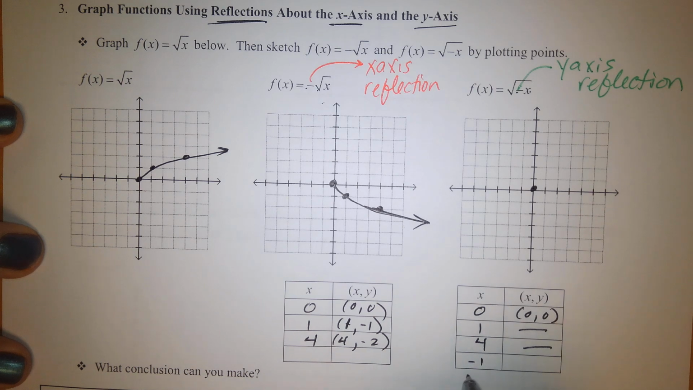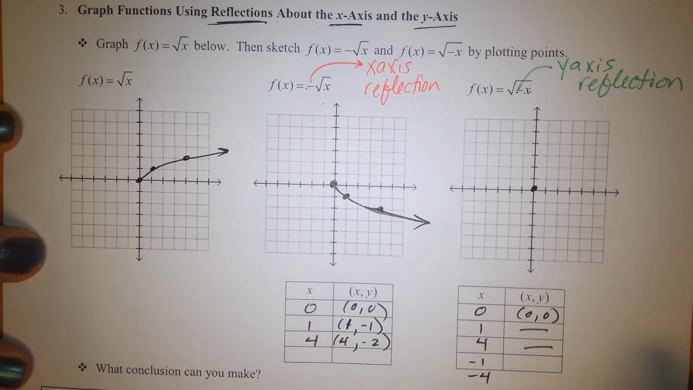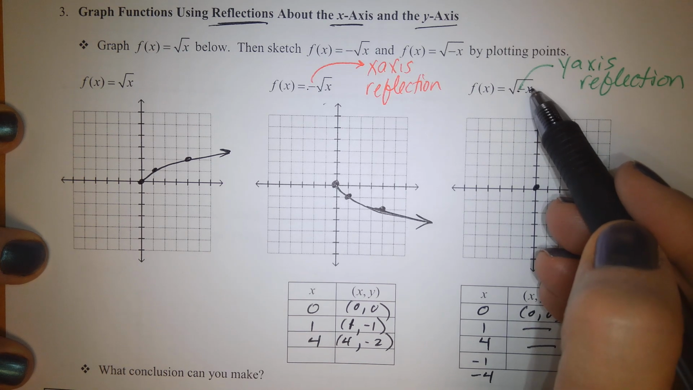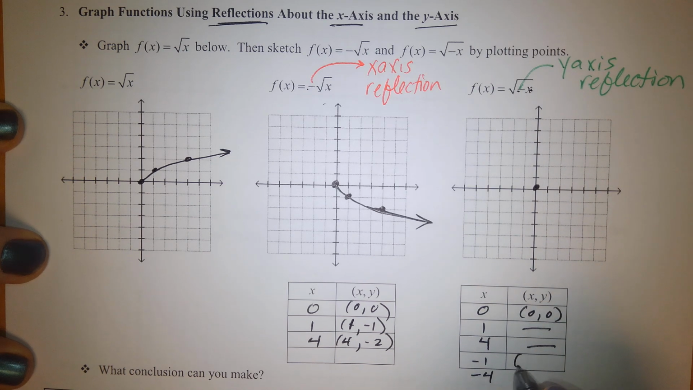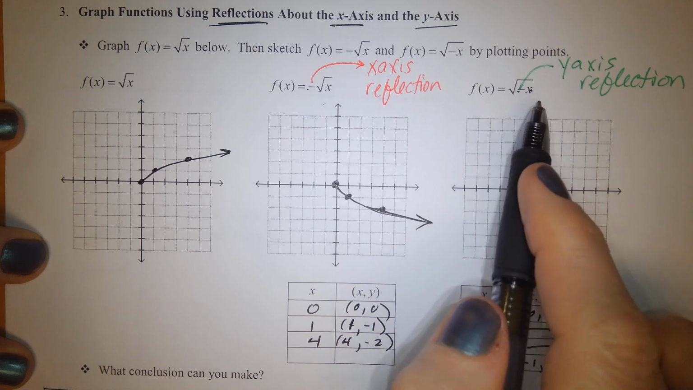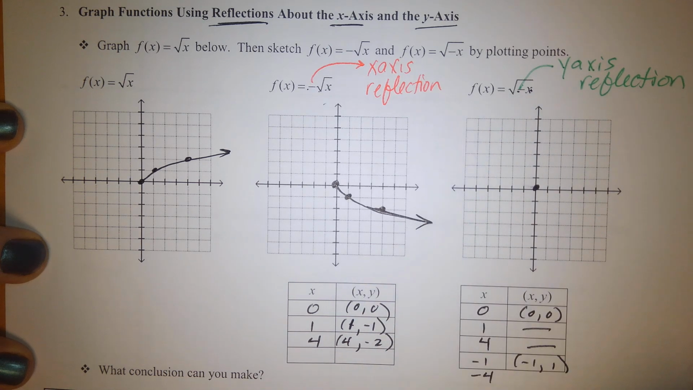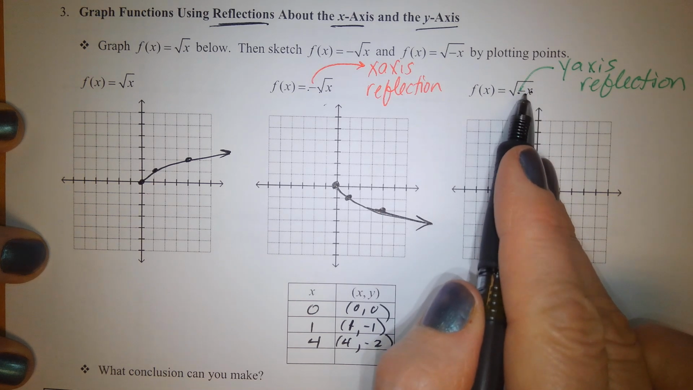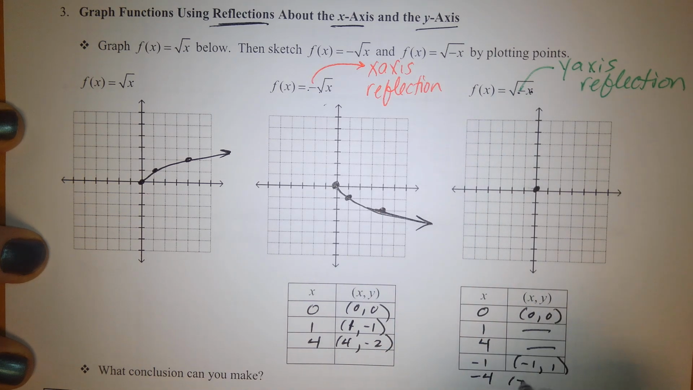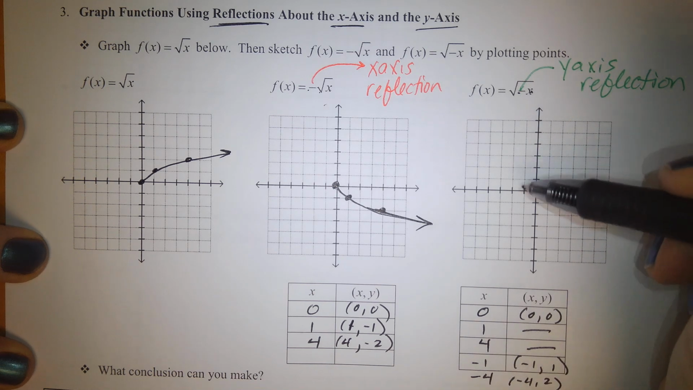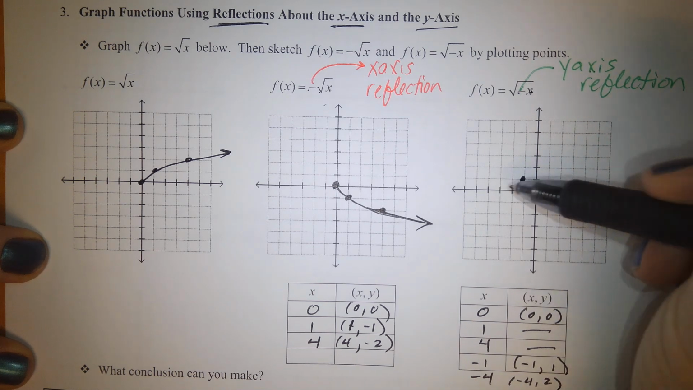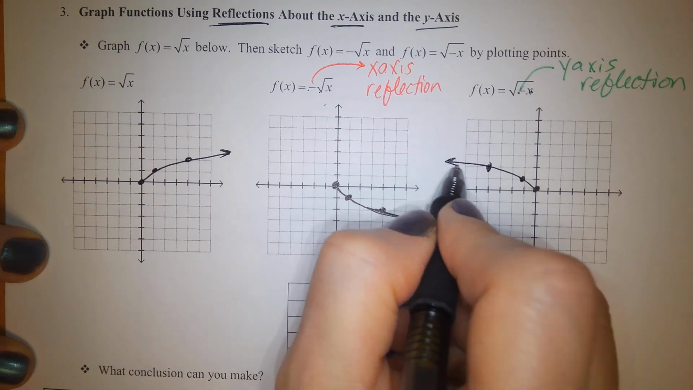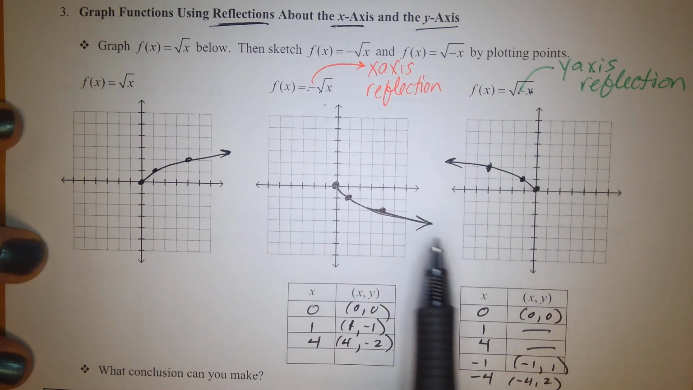So now maybe I can actually put some negative values in. If I put a negative 1 in for x, negative of negative 1 is positive 1, so I can actually put a negative underneath because it has the extra negative sign. Negative 4 for x gives me positive 4, square root is 2. So when I plot these 2 points, it is indeed a y-axis reflection.